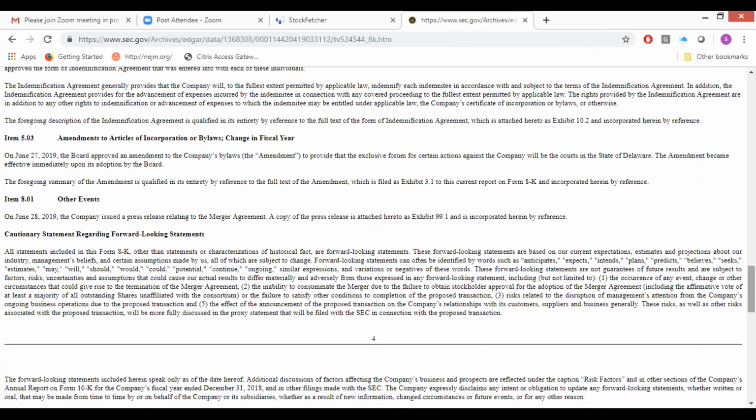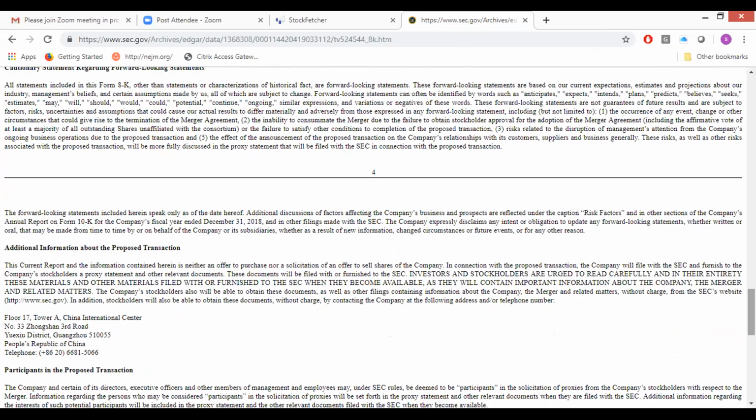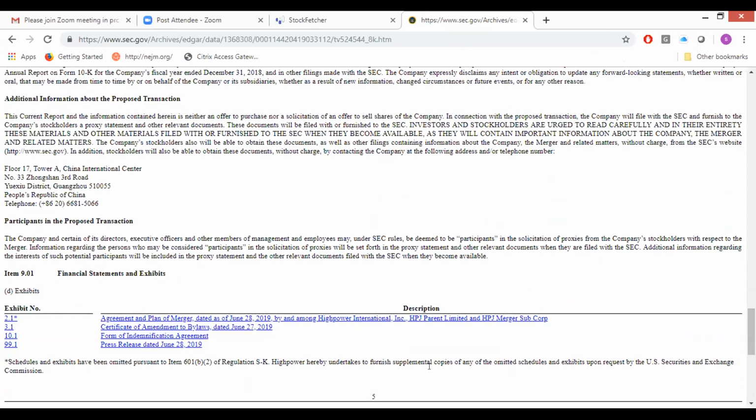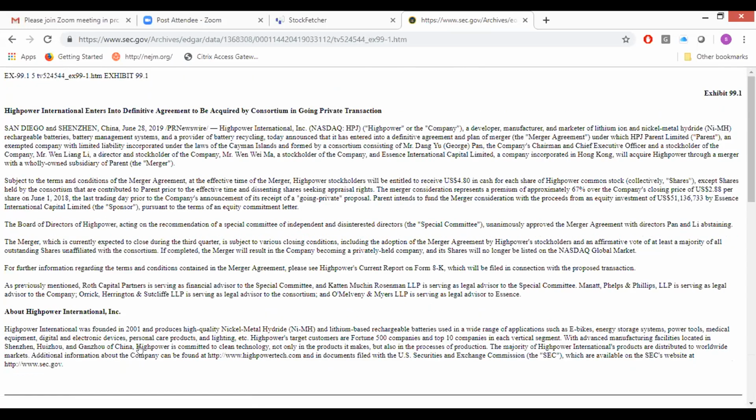Can you scroll down more, Doc? There's some kind of filing. That's it. Okay, there you go. Agreement and plan, certificate of amendment, bylaws, form indemnification agreement. Click the press release. Lithium-ion batteries. Oh, that's what they do. High Power International was founded and produces high quality nickel metal hydride and lithium based rechargeable batteries.